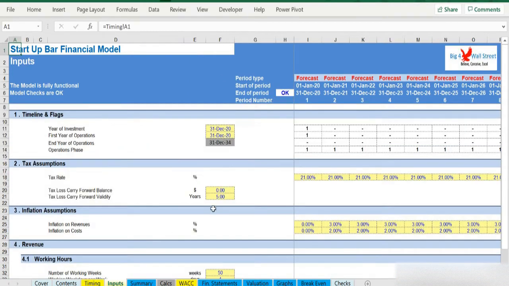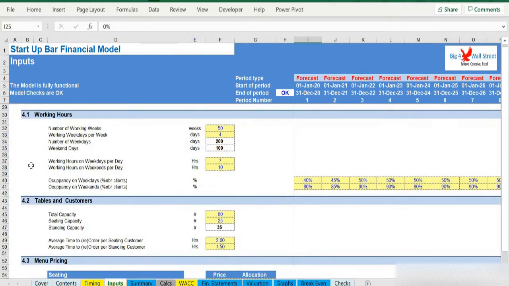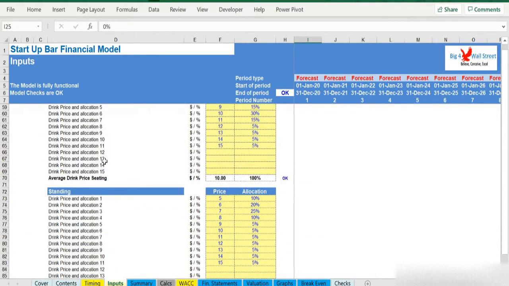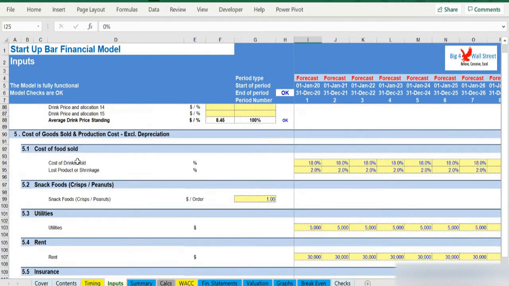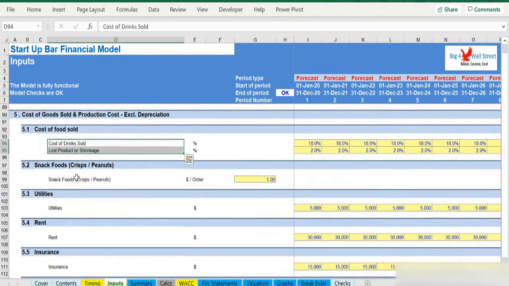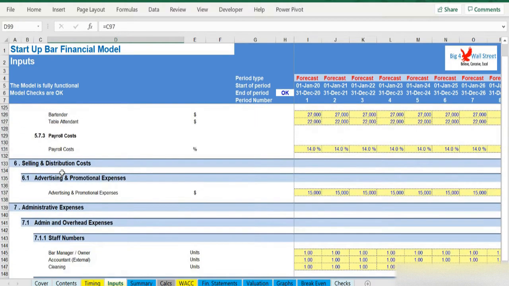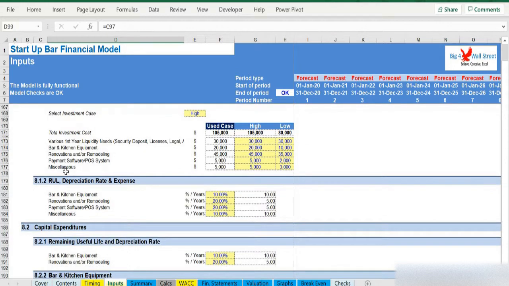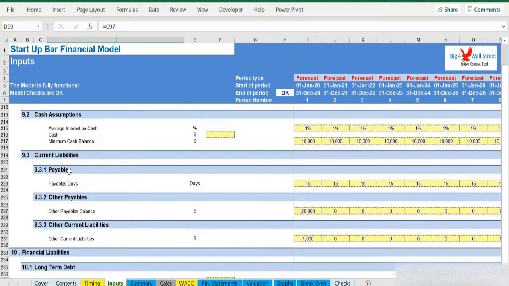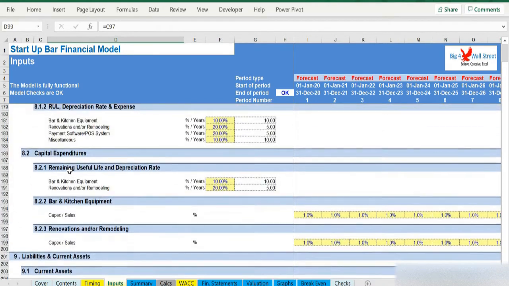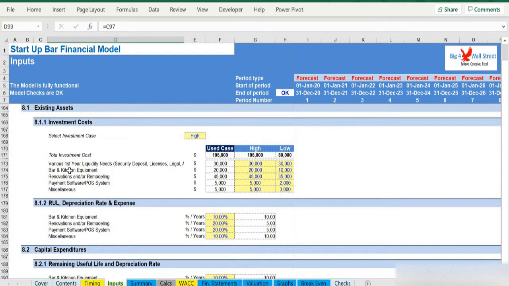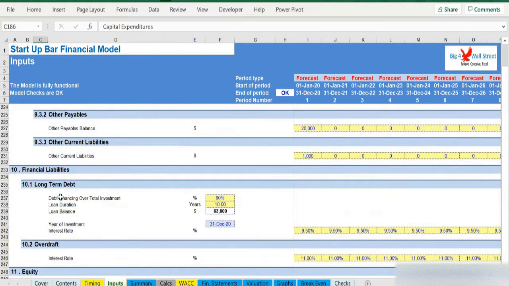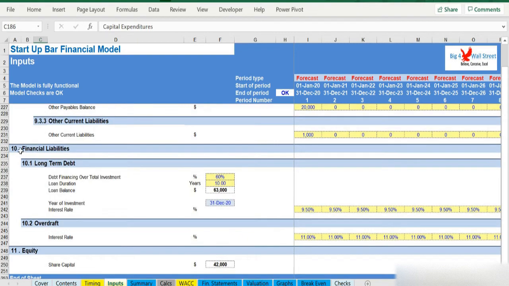Moving on to the inputs, in this tab the user needs to adjust the business drivers in the yellow cells. The revenue drivers consist of the working hours, customers, and drink pricing. The costs to support the revenue drivers of the business are split into cost of goods sold and sales and general administrative expenses. Other drivers include receivables days, payable days, inventory days, and income tax. Additional assumptions include depreciation period in years, for both the initial investment and subsequent capital expenditures, debt gearing, interest on loans, term loan, overdraft, and share capital.